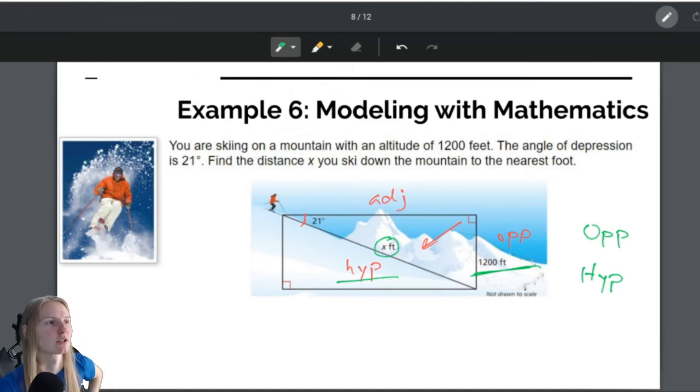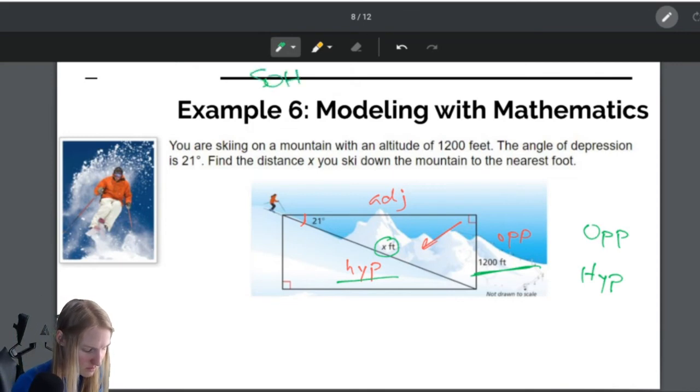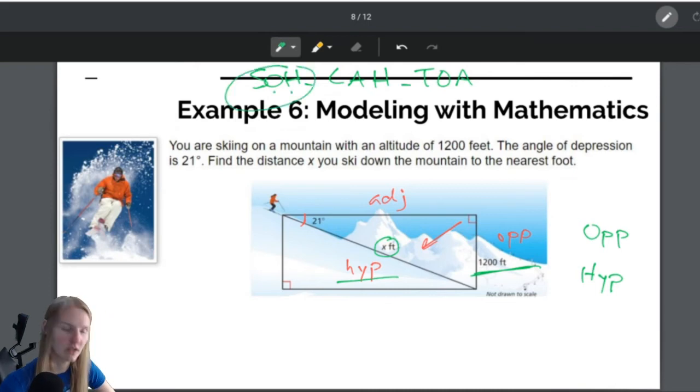No, I'm just kidding. We're not going to turn this into Dora the Explorer. But seriously, do you know which trig function uses opposite and hypotenuse? SOHCAHTOA. Let me write that down. SOHCAHTOA. Let's see. Opposite and hypotenuse. There it is! Sine. We're going to be using sine.